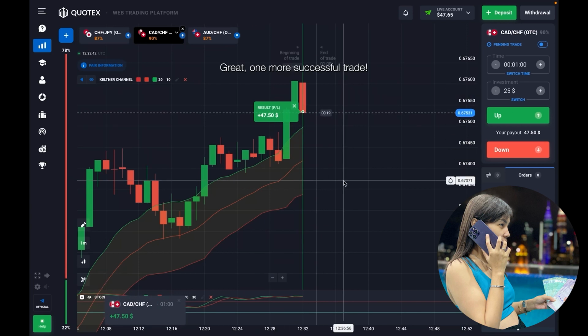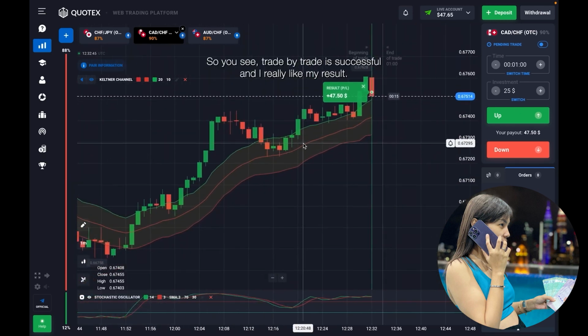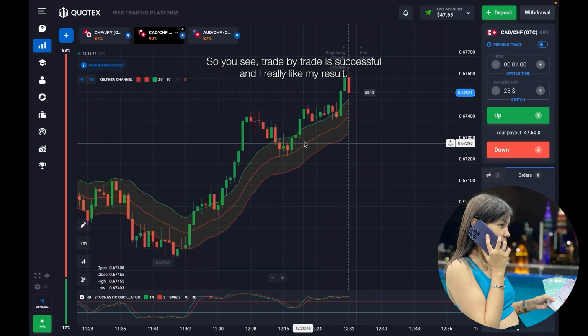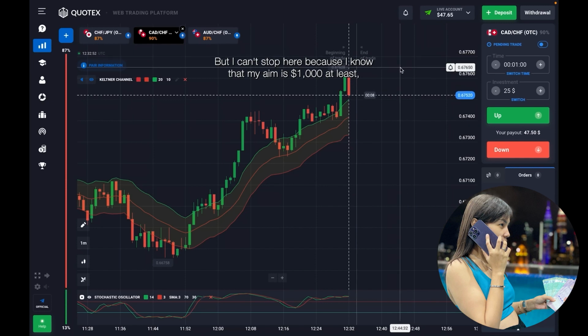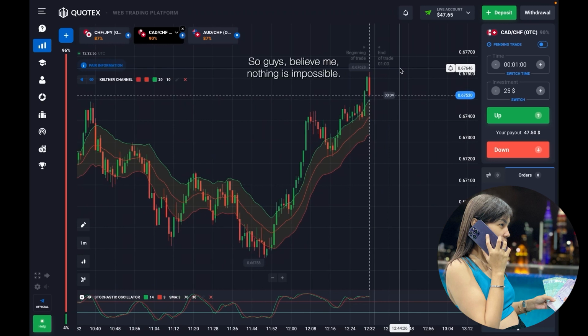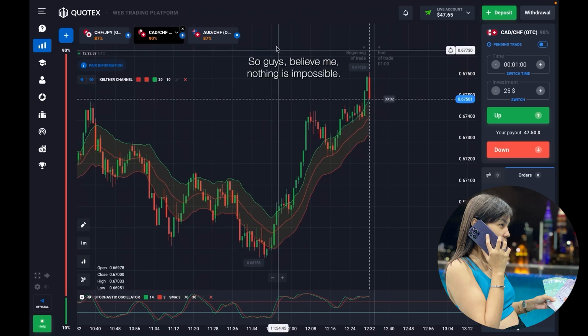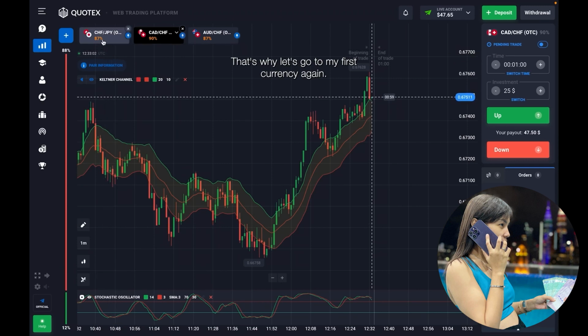So great, guys, one more successful trade. You see, trade by trade is successful, and I really like my result. But I can't stop here, because I know that my aim is $1,000 at least. I will do this, and you guys, just believe me, nothing is impossible. That's why let's go to my first currency pair again.